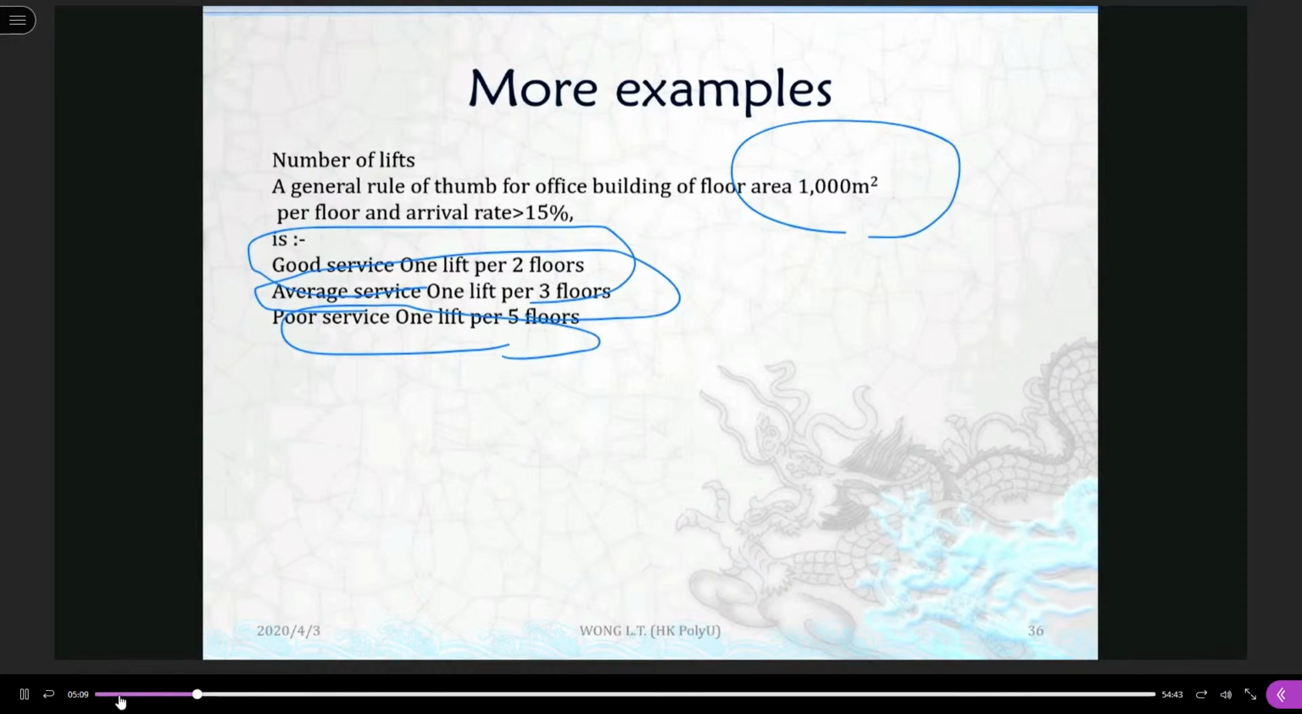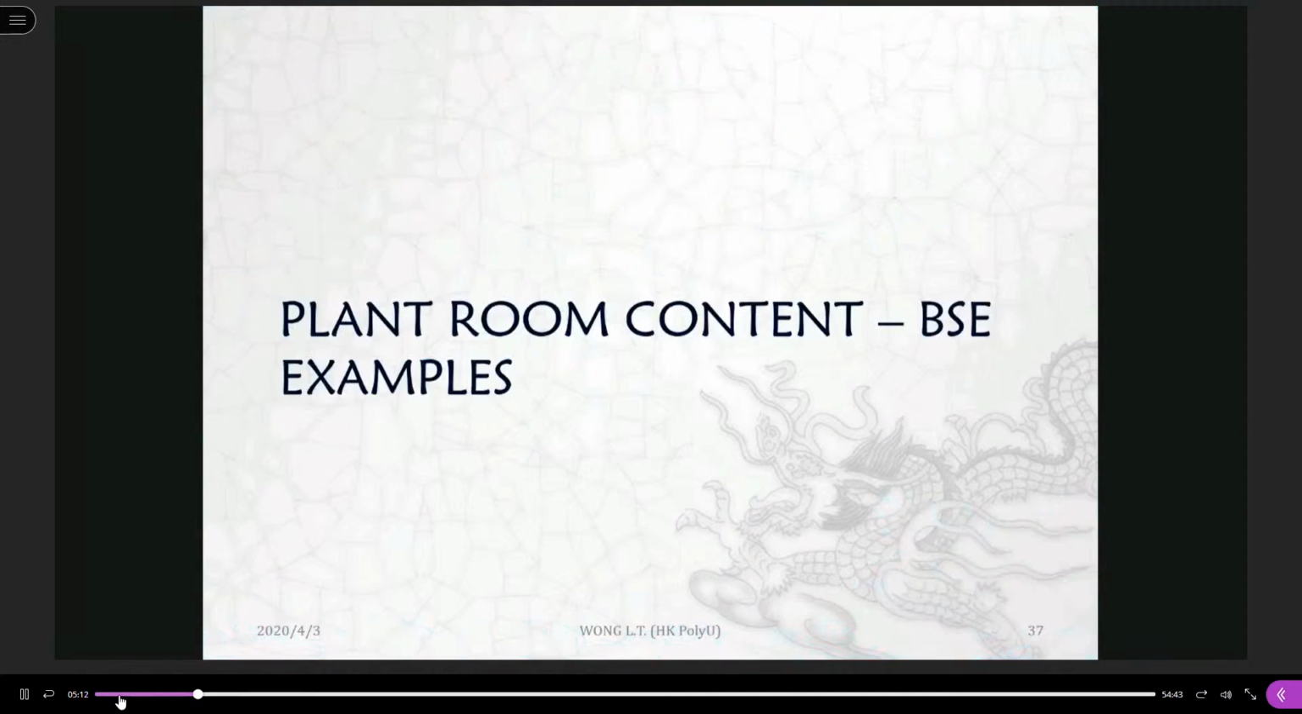Okay, second part of the lecture, classroom content. We try to emphasize the PSA examples. Hopefully it will be helpful, particularly for your design exercise.